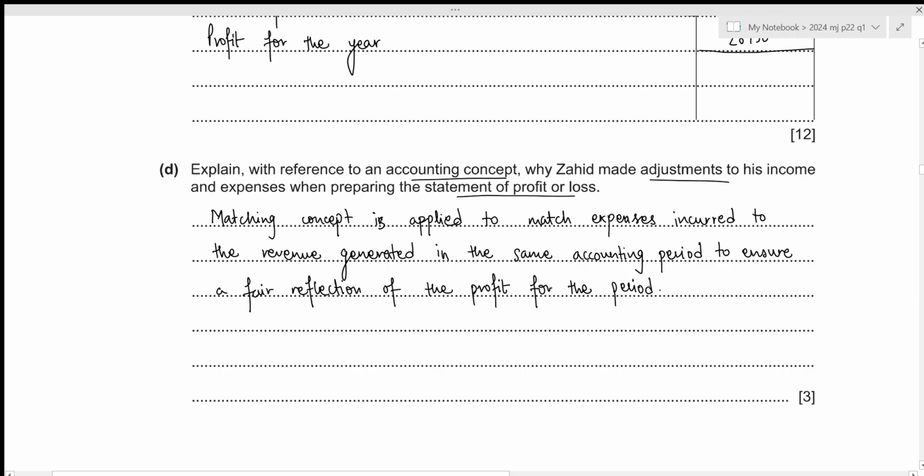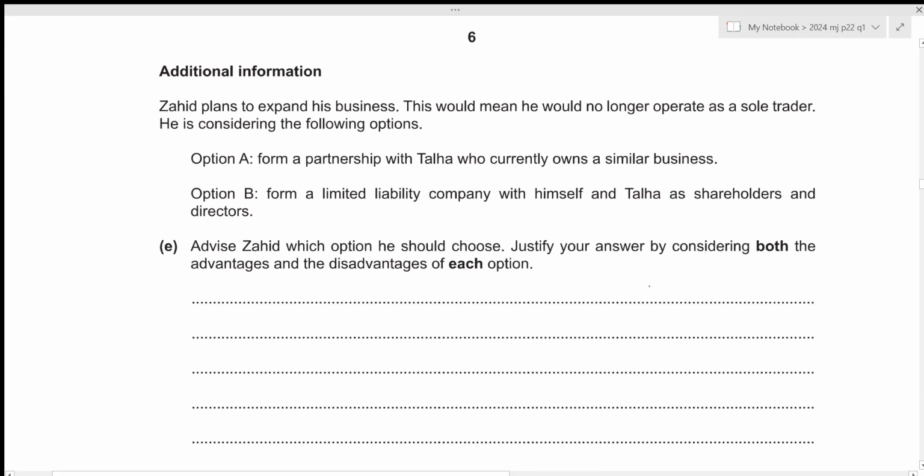That is all for this part. Let's move towards the next one. We have the additional information. Zahid plans to expand his business. This would mean he would no longer operate as a sole trader. He is considering the following options. Option A is to form a partnership with Talha, who currently owns a similar business. And option B is to form a limited liability company with himself and Talha as shareholders and directors. We now need to advise Zahid which option he should choose. We need to justify our answer by considering both the advantages and the disadvantages of each option.